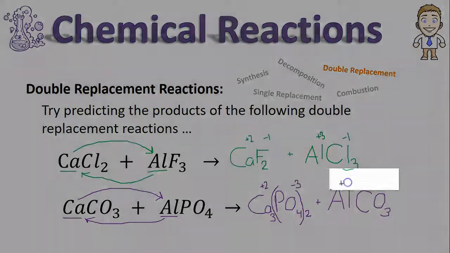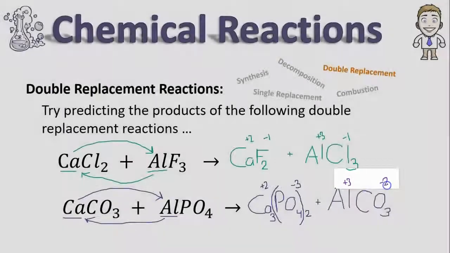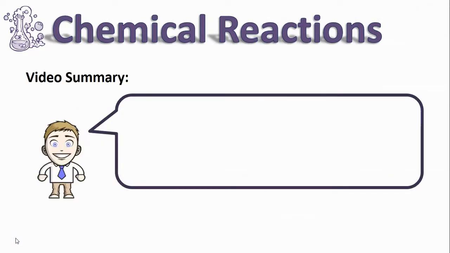Again, with aluminum carbonate, Al is a +3, carbonate CO3 is a -2. So my formula will have to have 2 aluminums, Al2, and 3 carbonates, (CO3)3. Again, parentheses around the polyatomic, so we know that there's 3 carbonates. That concludes this video on double replacement reactions. Here's a brief summary.